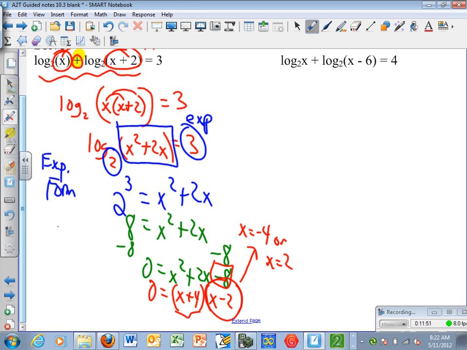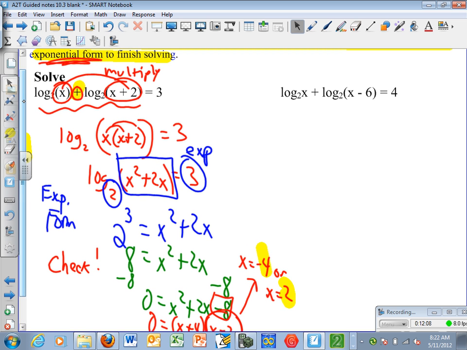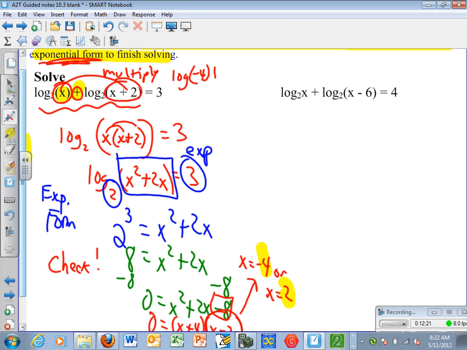Now, you have to check these, and it's very important. Sometimes we have extraneous solutions, meaning if I plug my two answers back into the original logarithmic equation, if I put negative 4 right in there where that x is, I'd have the log of negative 4 plus the log of negative 4 plus 2, log of negative 2, equals 3.